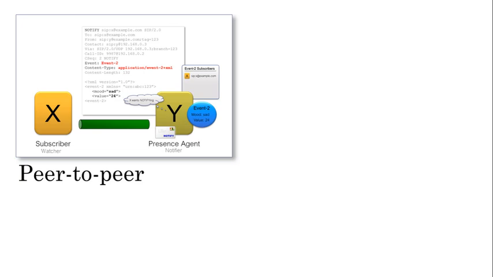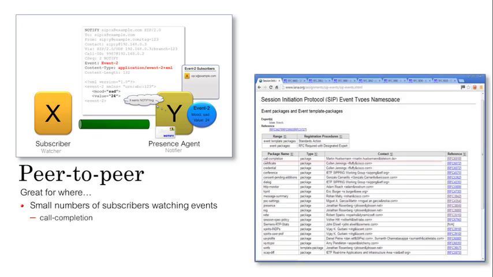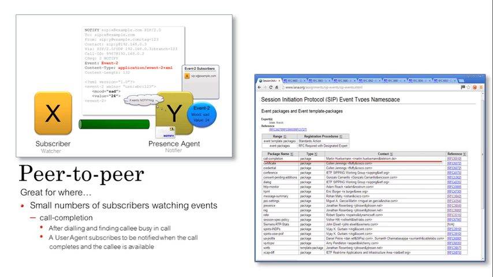Now, this peer-to-peer model is great for scenarios where only small numbers of subscribers are watching events. Scenarios like the call completion event, where after dialing and finding the callee already busy in a call, a user agent subscribes to be notified when the call completes and the callee is once more available.